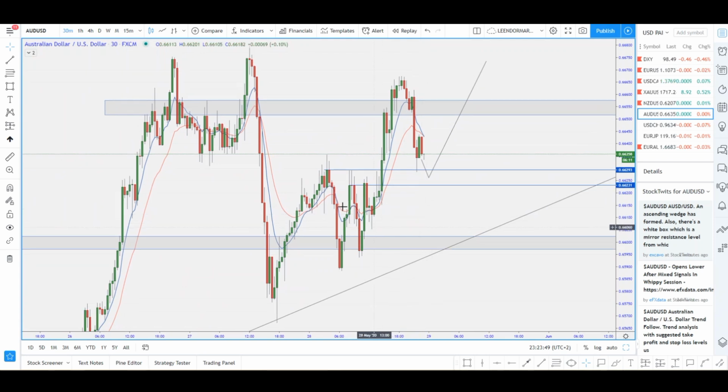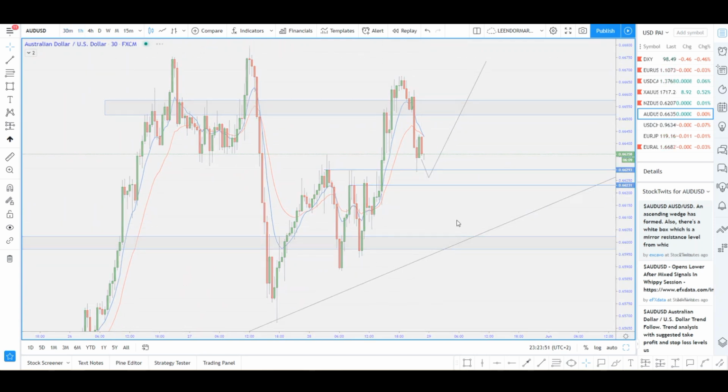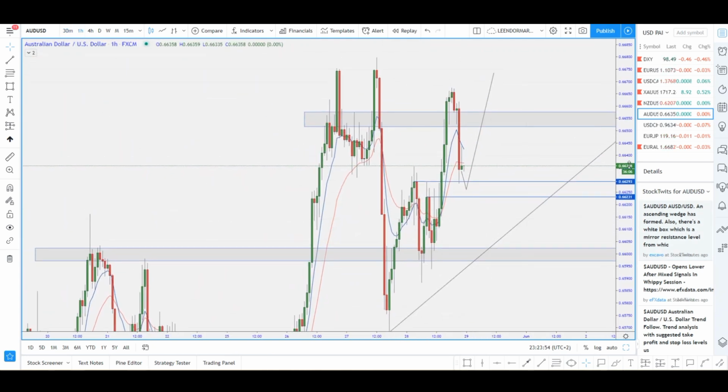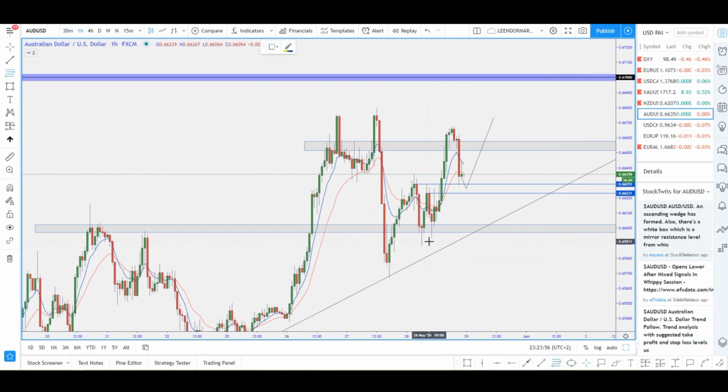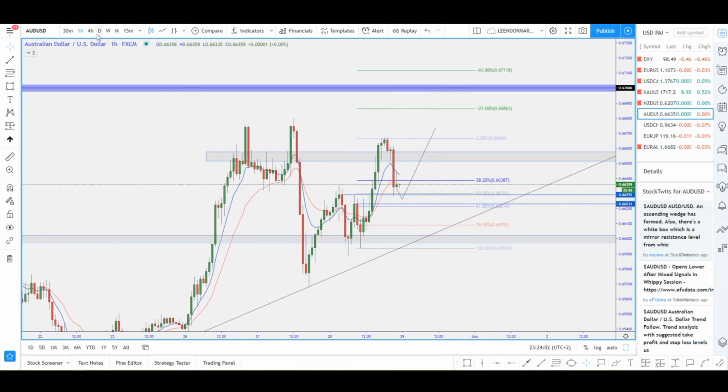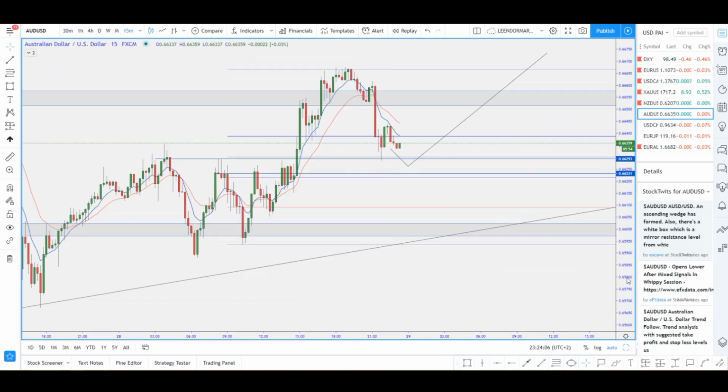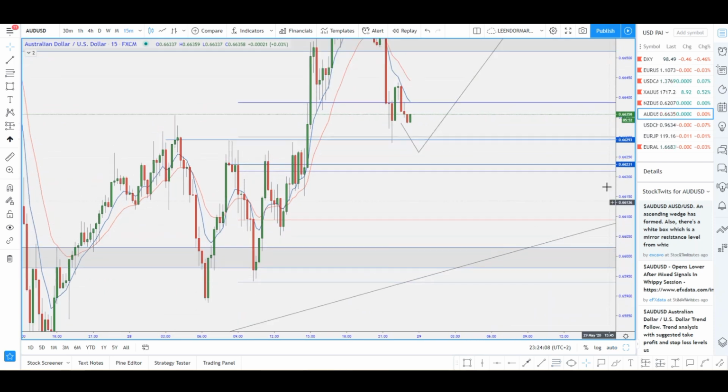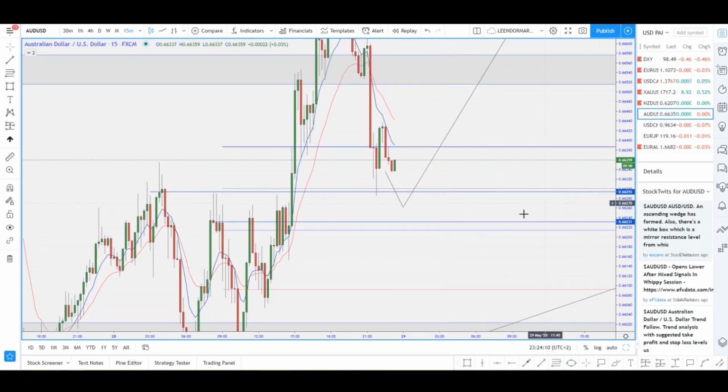And then, what else can I use to find entries to the upside? I can pull out my fibs. I can take my fib from this previous swing low to that previous swing high to understand the level of rejection that we have. So if you look at this, we can get a rejection on about that 50% level.